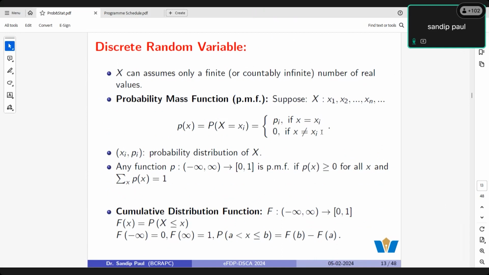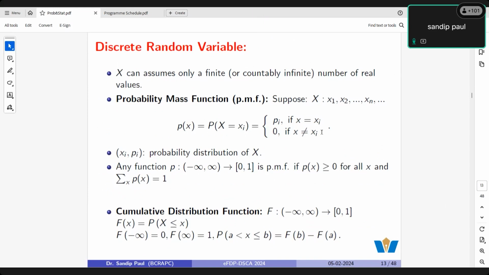For example, if we want to know the arrival time of a bus in a certain time period, it can be anything. Or if we want to know the height of a student, it can be any value in between two values. So in that case, the random variable will be continuous. So there are two types of random variables: discrete and continuous. The first is countable and the second is uncountable.